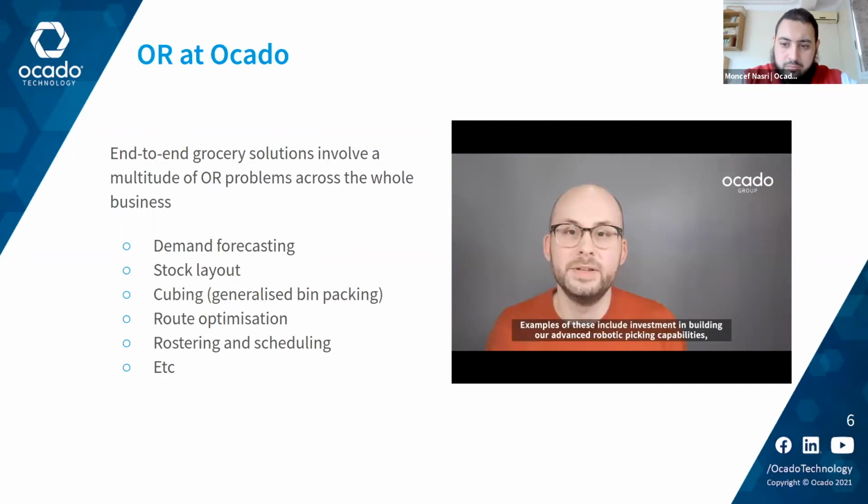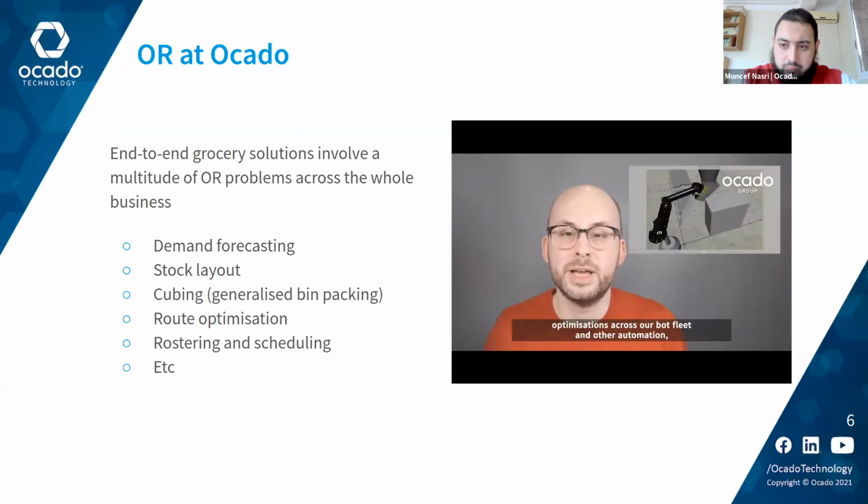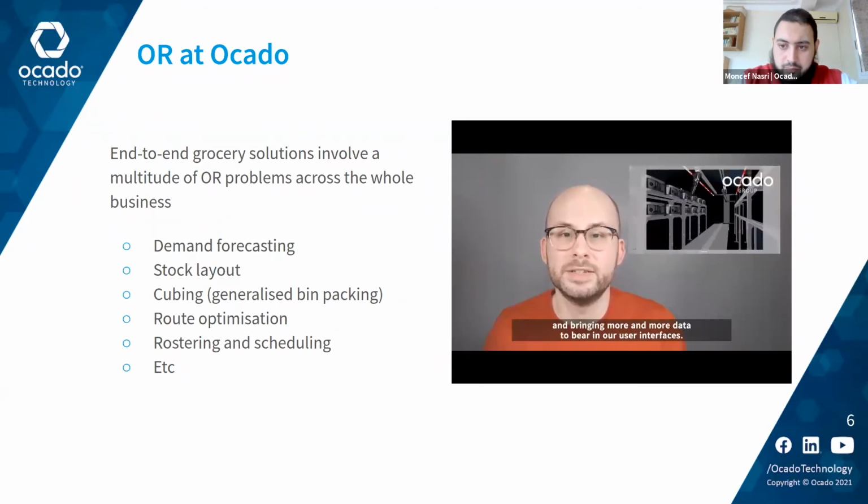Examples of these include investment in building our advanced robotic picking capabilities, optimizations across our bot fleet and other automation, and bringing more and more data to bear in our user interfaces.